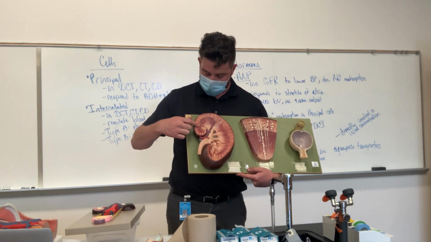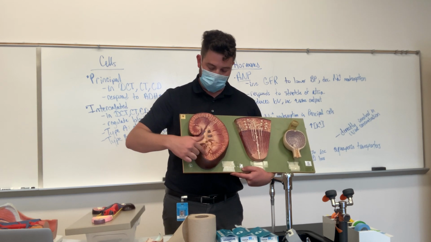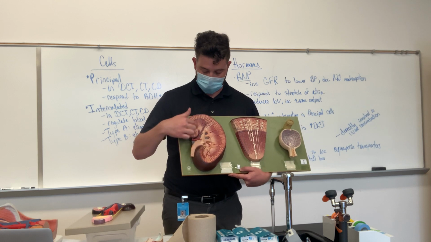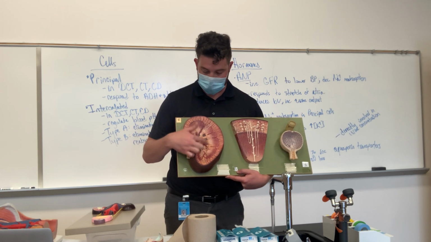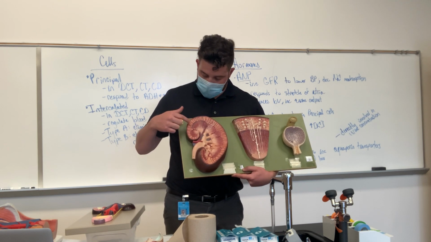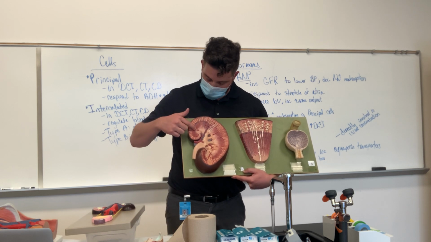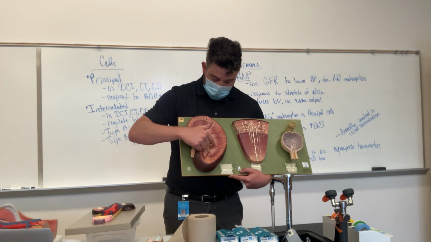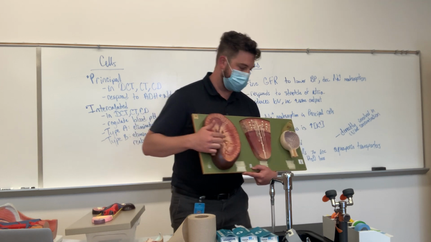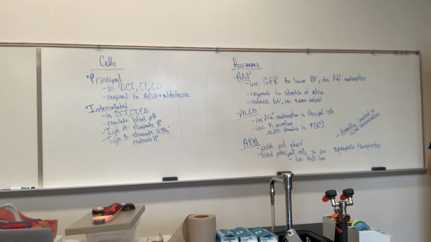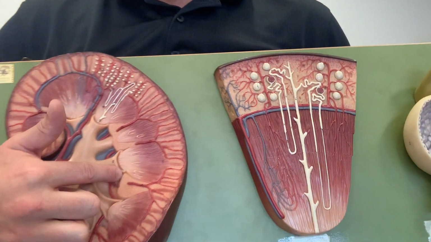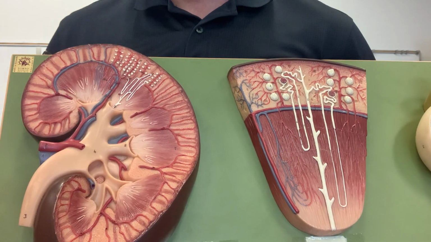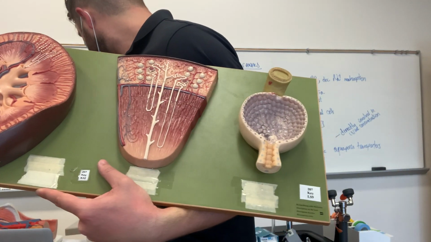The outer portion of the kidney is called the cortex. So we've seen that before, pretty much all structures. The outer portion is the cortex. The inner portion is the medulla. The middle is the medulla. The renal columns are these projections of the cortex in between the pyramids. So you can kind of see how there's little projections of the cortex that move down into the medulla. And those are the renal columns.